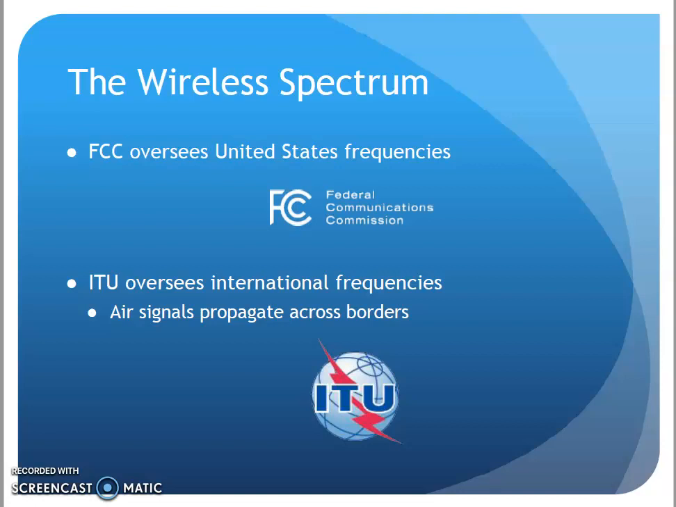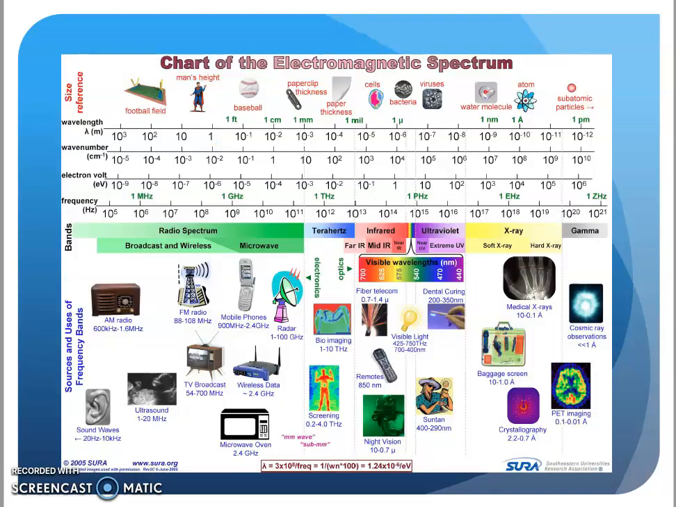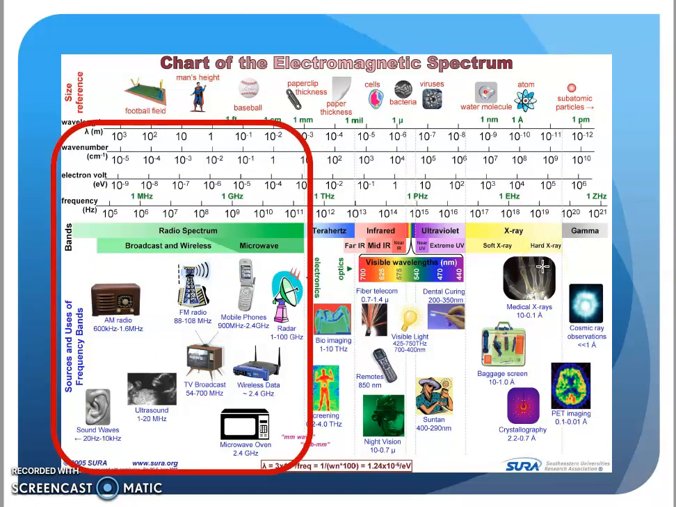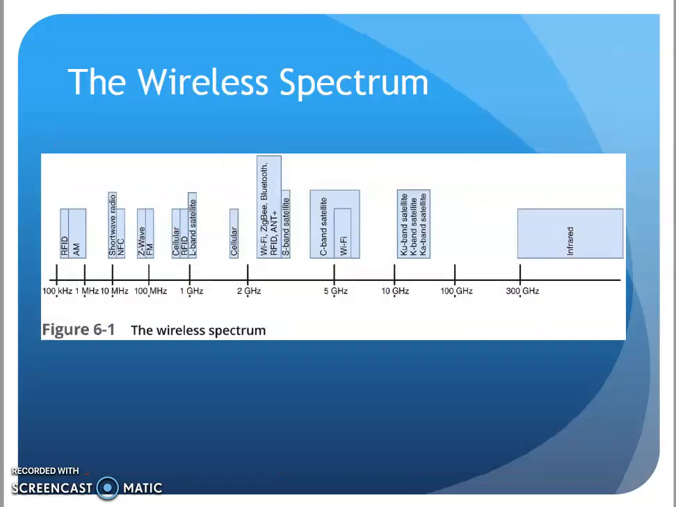The ITU, which is a subgroup of the UN, United Nations, oversees international signals, any signals crossing borders, that sort of thing. So here I just grabbed a picture of the electromagnetic spectrum, and as you see here, pretty much anything electromagnetic is represented on here, anything from radio the whole way up to X-rays, etc. Our focus is really down here on this bottom end, this radio spectrum end, where we have broadcast and wireless, as well as up to microwave satellite communication. That's our focus when we talk wireless communications.